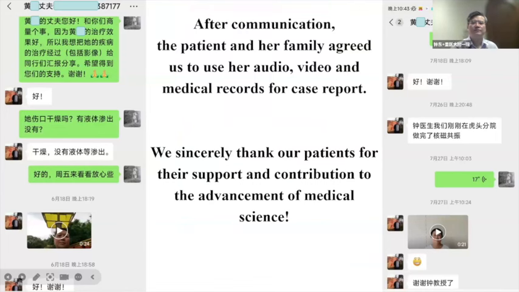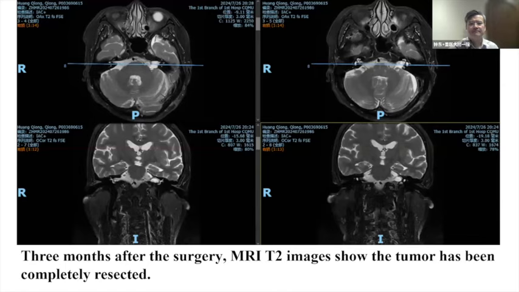After communication, the patient and his family agreed to let us use the audio, video, and medical records for a case report. We sincerely thank our patients for their support and contribution to the advancement of medical science.